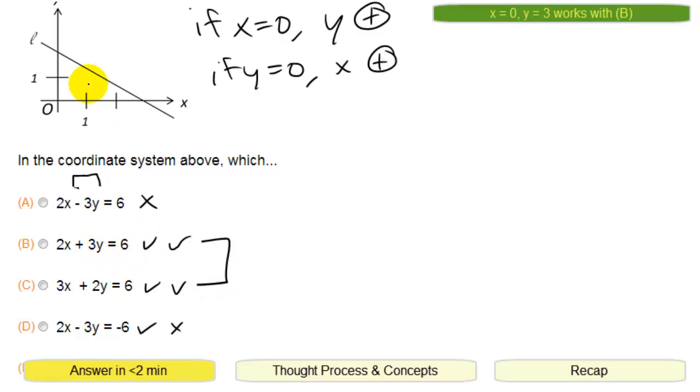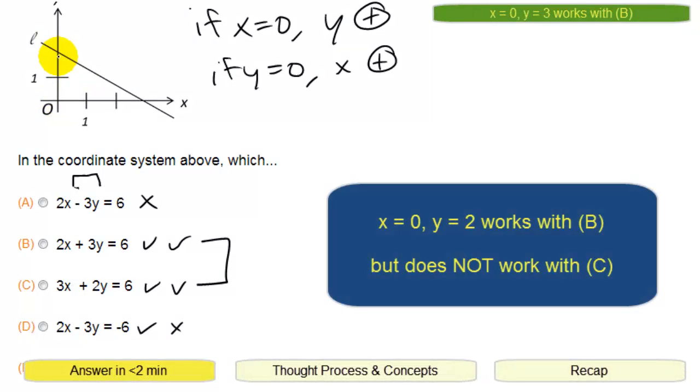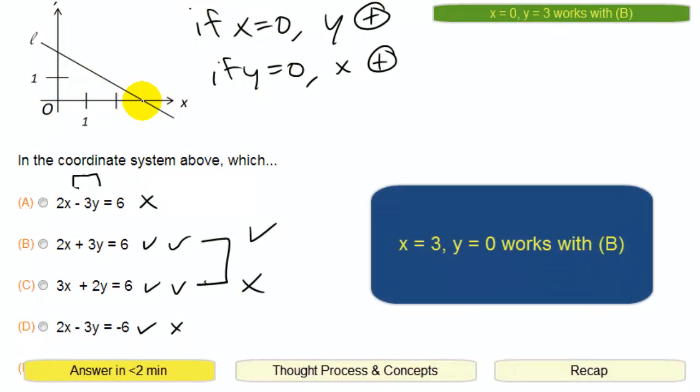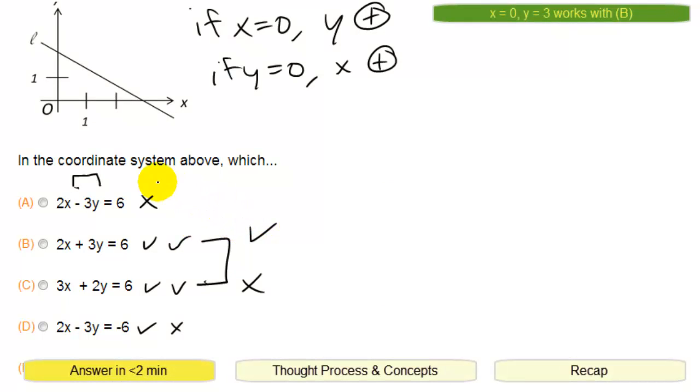So between these, well, let's see, 0, 2 seems to be a solution. So 0, 2, that works. What about this? 0, 2. Well, 2 times 2 is 4, so that's not quite 6. So looks like C is not good. So looks like the answer is B. Well, just to confirm, this one looks like it's going through 3, 0. So x equals 3, 2 times 3 is 6, and then y equals 0. So that's correct. So B is confirmed now as the final answer.